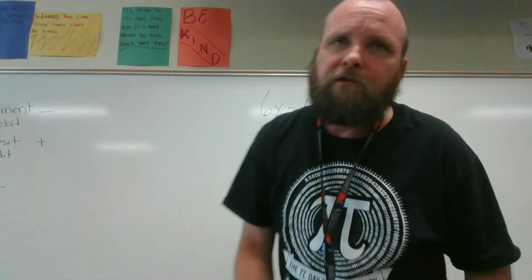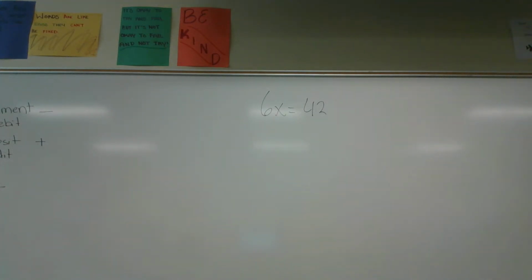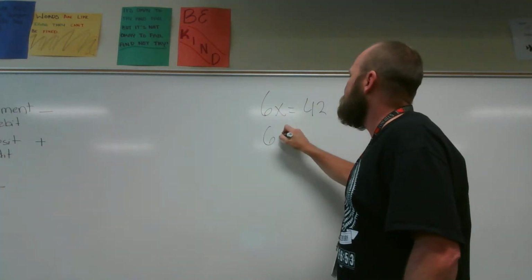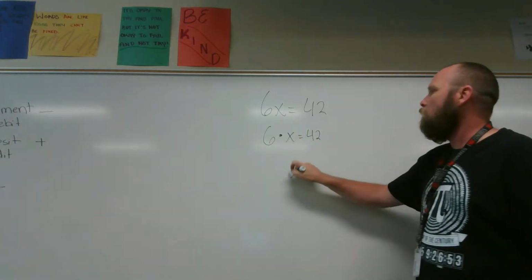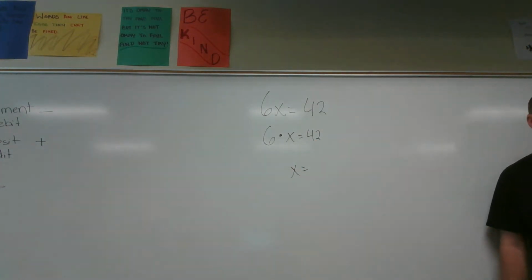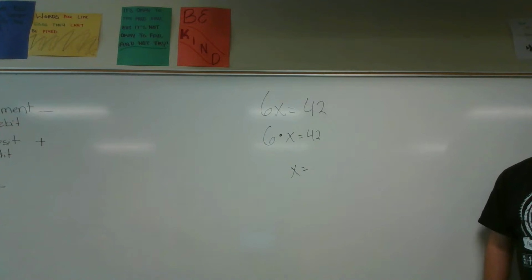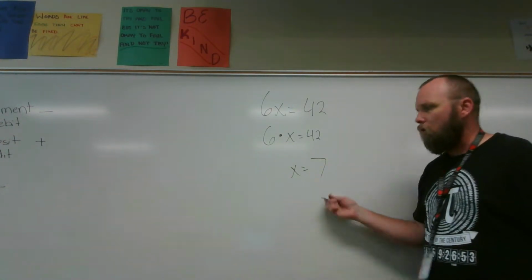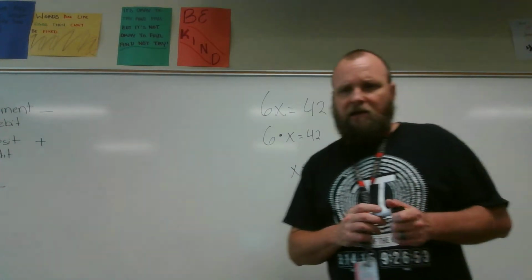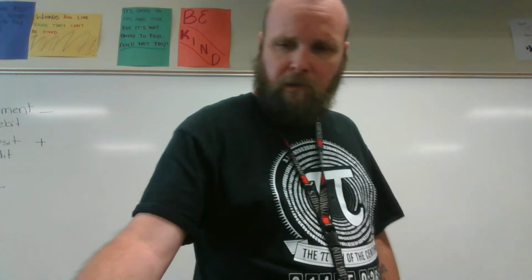6x equals 42. Addie, a number and a letter side by side means you multiply. So this problem is saying 6 times x equals 42. We want to know what x equals, Addie. X equals 7. Because 6 times 7 equals 42. Therefore, x equals 7. Addie is so smart.